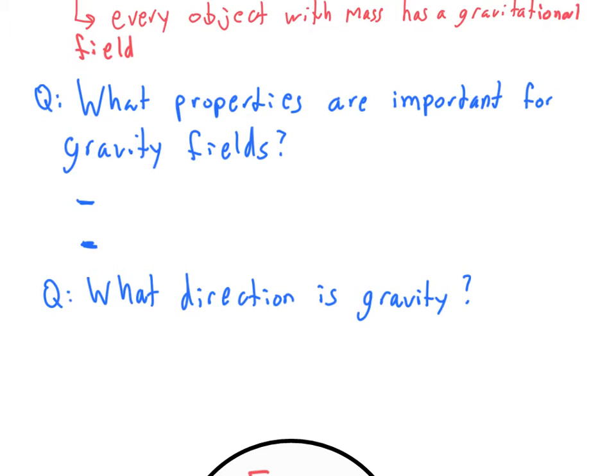So this gets into what properties are actually important for gravitational fields. And so we've talked about one. We've talked about mass. So the mass of the object is very important. And also the other thing that's really important that we may not think about is going to be the radius, or how far from the object emanating the gravitational field is the test object. Okay, and so those two things are going to be really important.